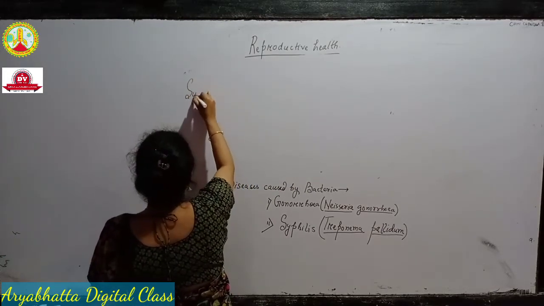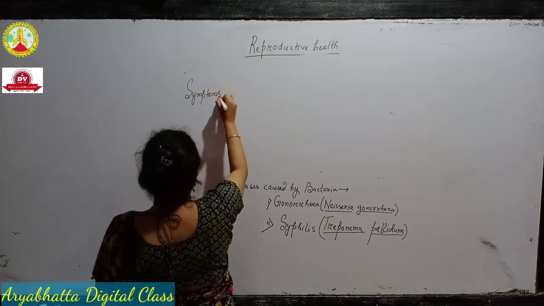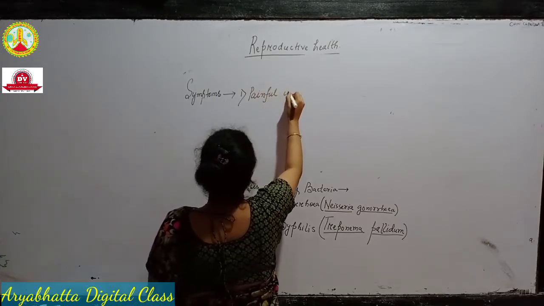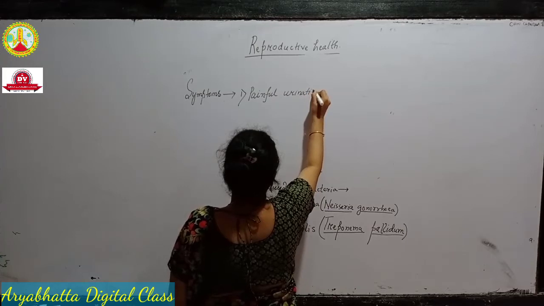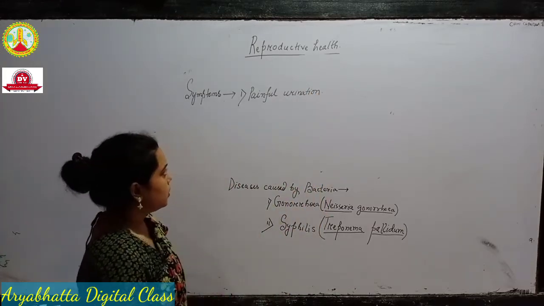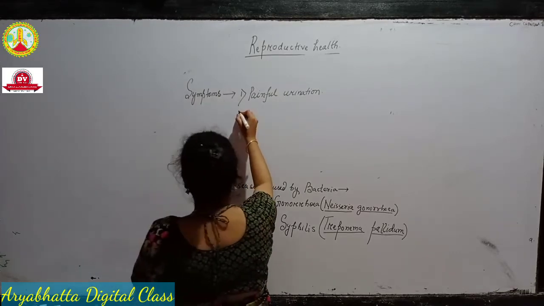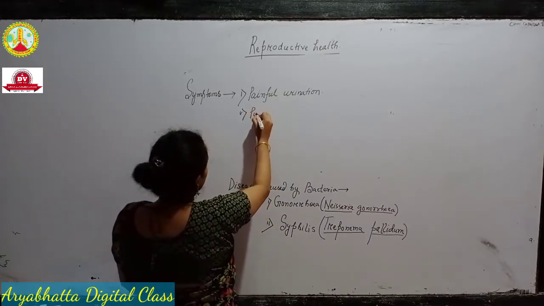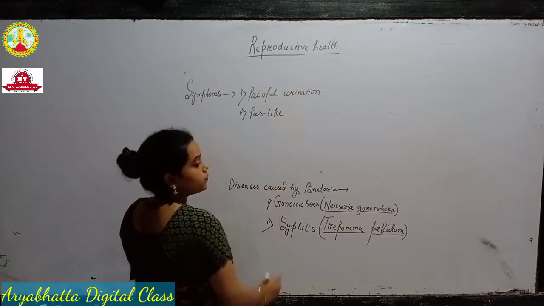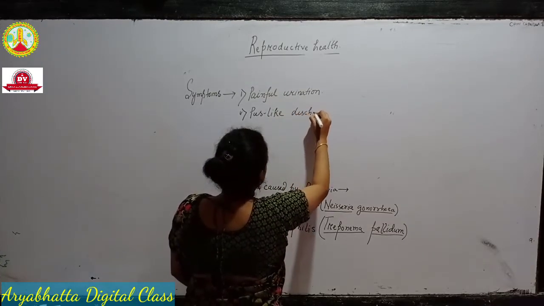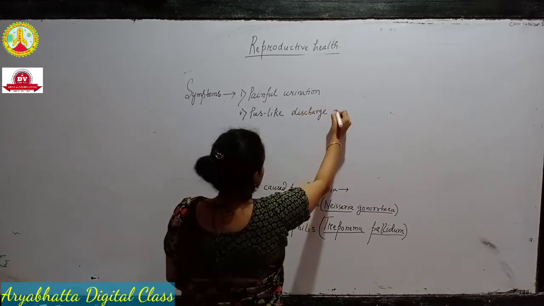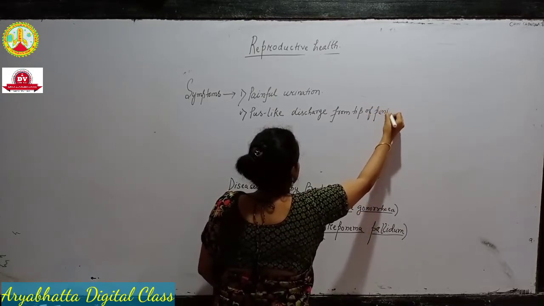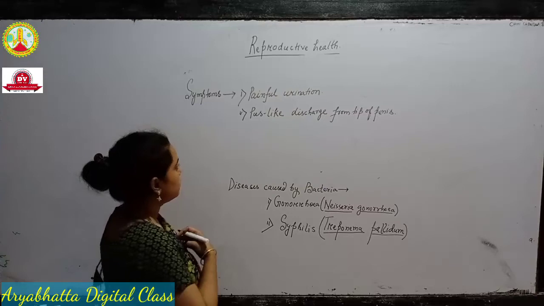Symptoms. Number 1, painful urination. Number 2, in case of male, pus-like discharge. You know what pus is? Pus-like discharge from the tip of the penis.